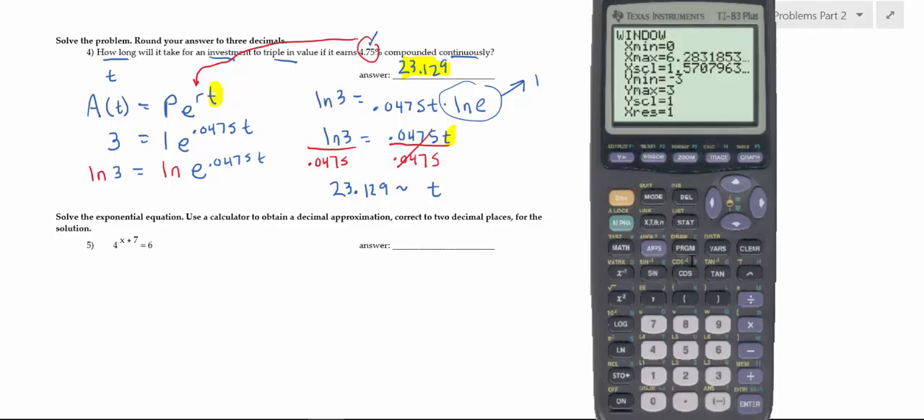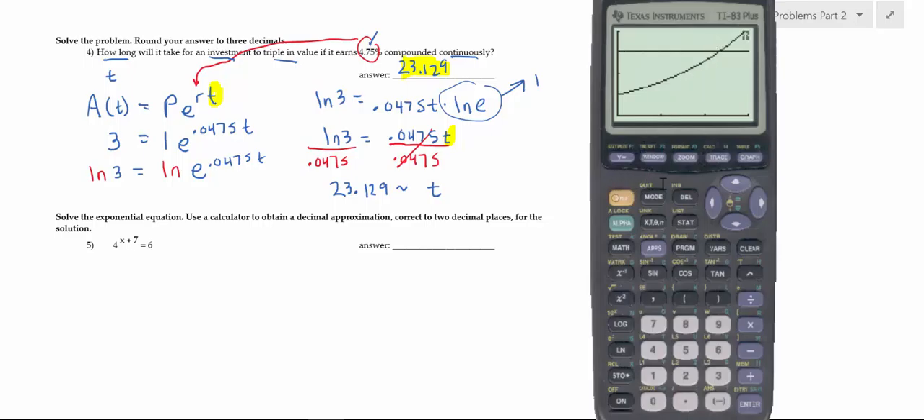So I'm going to go through and make the window go 0. Since our answer was 23, let's make it maybe go out to, say, 30 or something like that. Maybe scale that by 10. And the y minimum is 0 since it's an exponential growth function. And we need that to be bigger than 3, so let's maybe make that go to 4. And see if I graph this, you'll see your exponential growth function come out. And then you'll see this, and then you can find that intersection point.